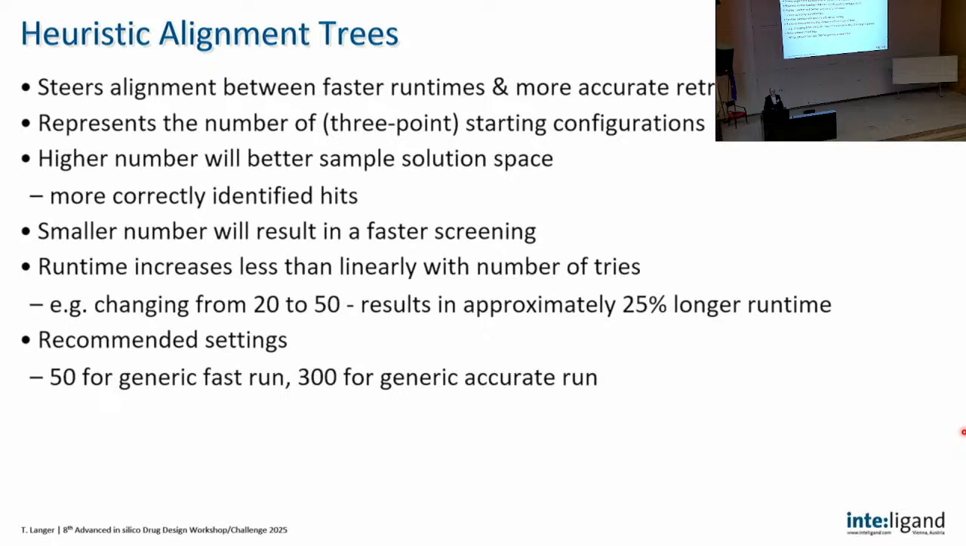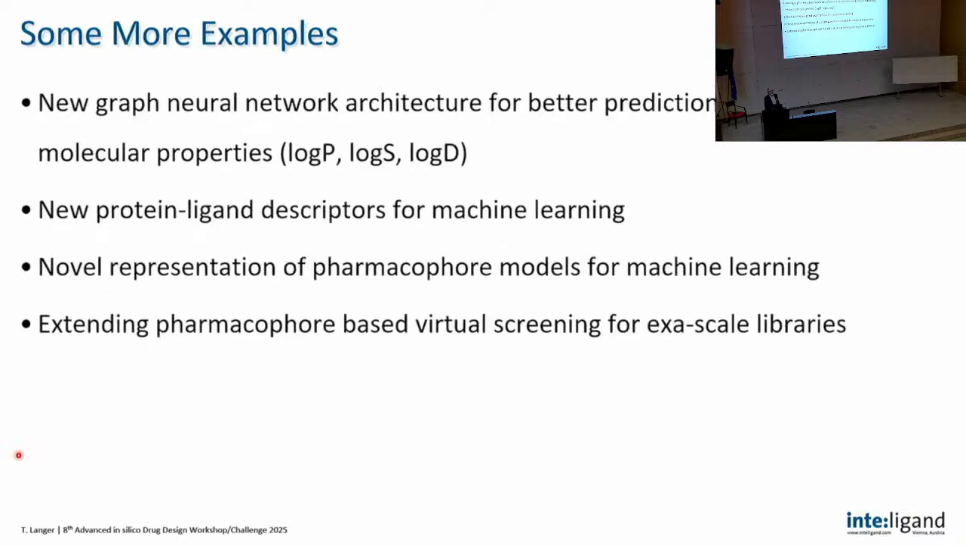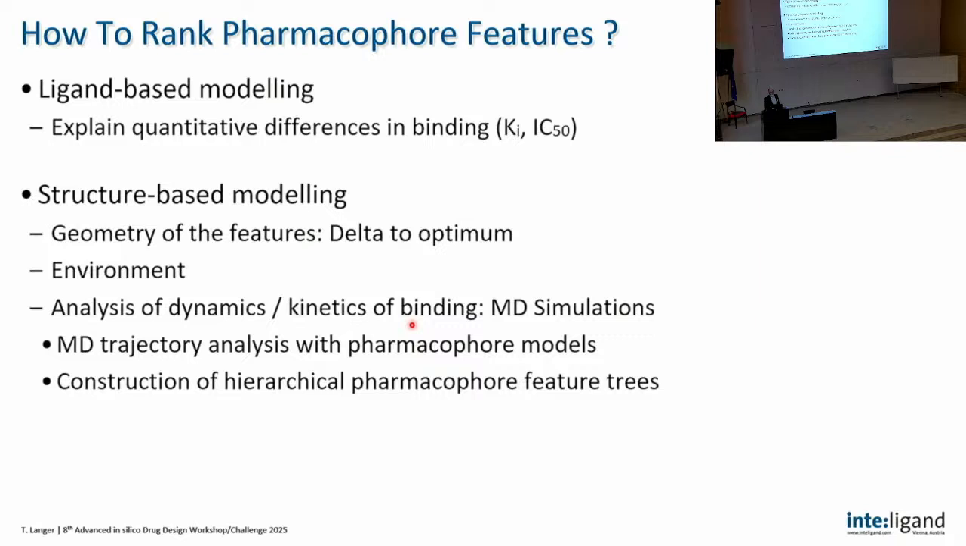So, yeah, I don't want to go into too much detail here with this alignment thing. I just want to mention a few other papers here where we used graph neural network architectures to better predict standard molecular properties. We also invest in these methods now to test and see if they work better than traditional cheminformatics methods, and sometimes it does. And also here, we extend this to exascale library screening.